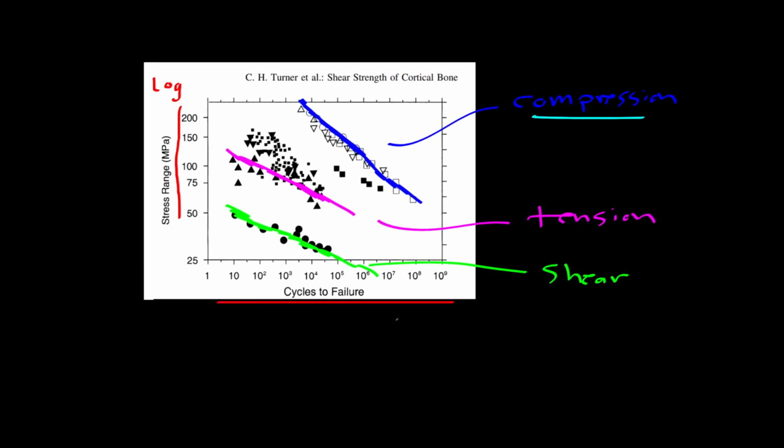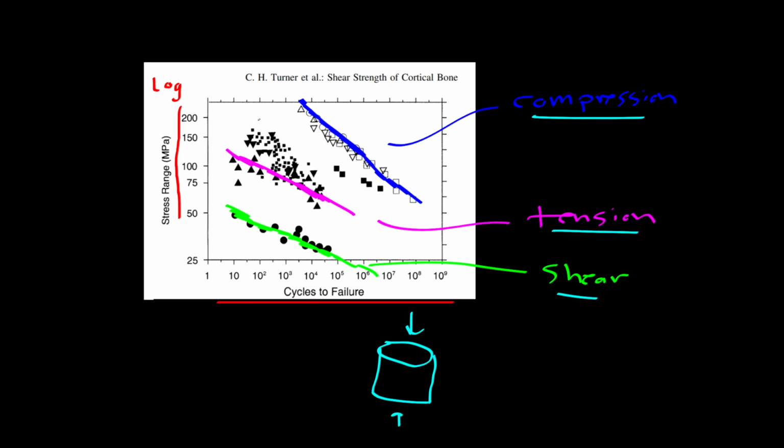So something to notice about this plot that I thought was very cool was that it shows you that for bone, the strength of bone is substantially different depending on how you load it. So these are three modes of mechanical loading that we're familiar with from previous videos, right? Compression, say you have a bone like this. Draw a little cross-section of a bone. Compression, that's loading it like this.